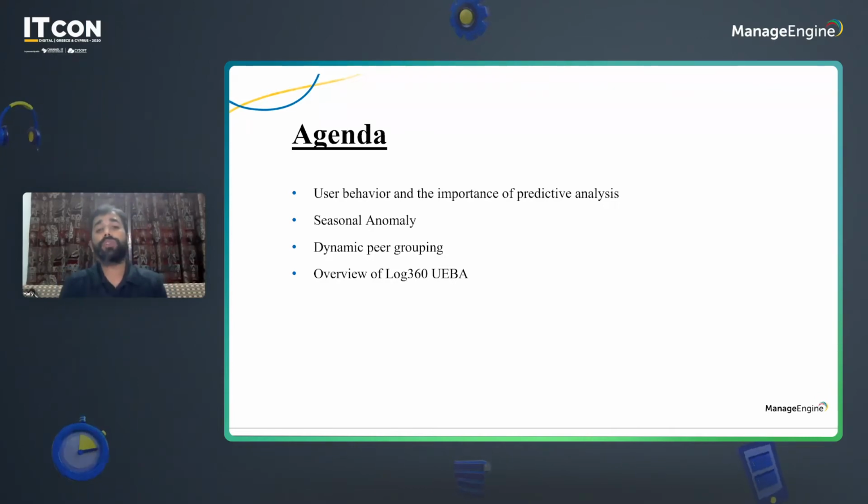And I'm going to introduce two new concepts, or rather two new features that have been developed by ManageEngine. And of course, they are seasonal anomaly, dynamic peer grouping, and an overview of Log360 UEBA. So this is not an outright product positioning, but a place where I'm going to give you some problems, some use cases, and how you could better understand those use cases.